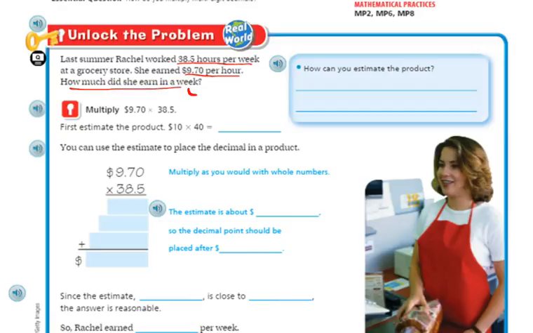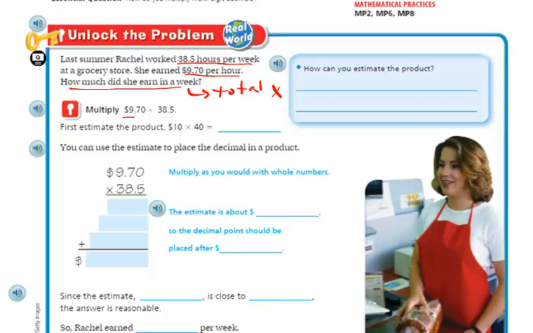So we are looking at a total here, and when we want to find a total, we're looking at either addition or multiplication. And since we are looking at, over the course of a week, multiple days, multiple hours, we are going to be multiplying. So the problem says, multiply $9.70 times 38.5. First, estimate the product, 10 times 40.